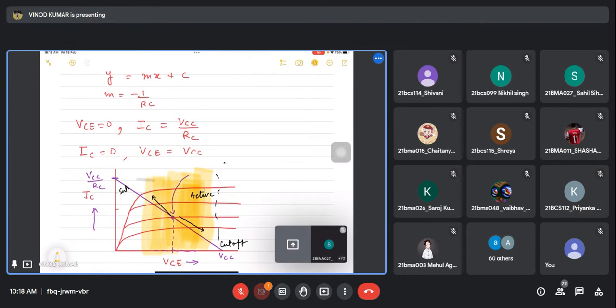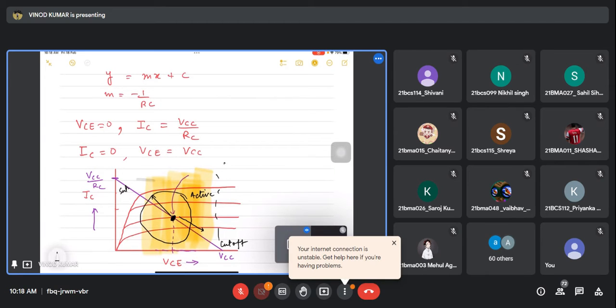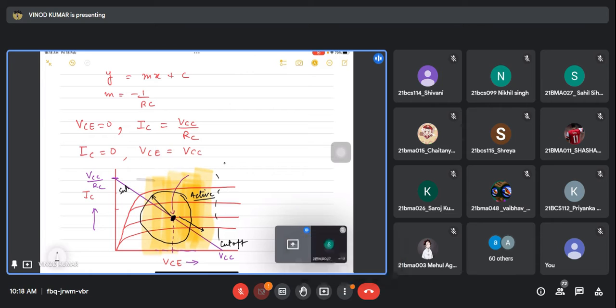In the active region, quiescent point. We have to make the transistor operate around this point to use it as an amplifier. Otherwise, it is shifting towards saturation or going towards cutoff.